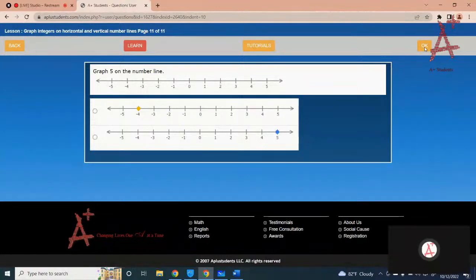Okay, graph 5 on the number line. So which graph represents 5? The first one or the second one? Yes, it is the second one that represents 5. Got it?